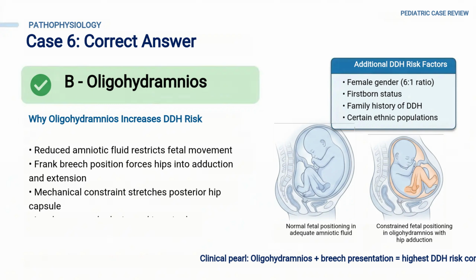Reduced amniotic fluid restricts fetal movement, and frank breech positioning forces the hips into adduction and extension. Mechanical constraint stretches the posterior hip capsule and leads to capsular laxity and impaired acetabular development. Other recognized risk factors include female gender with a 6-to-1 ratio compared to males, firstborn status, family history of the condition, and certain ethnic populations. The clinical pearl is that oligohydramnios combined with breech presentation represents the highest risk combination for developmental dysplasia of the hip.